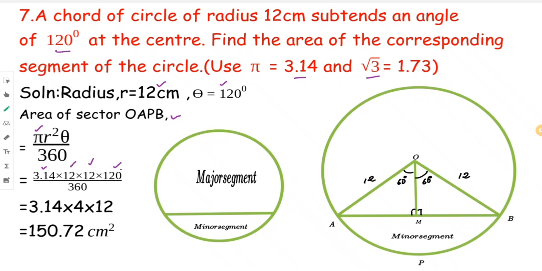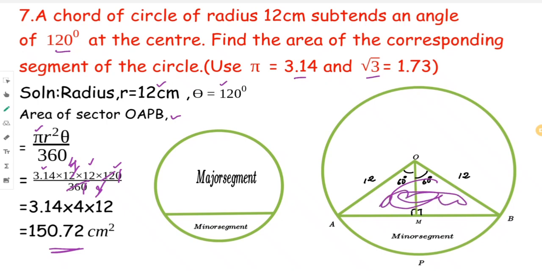So let's start dividing. 12 threes are 36, and 3 ones are 3, and then 3 fours are 12. Then I'll be left with 3.14 into 4 into 12, which when you multiply you'll get the area of the sector. That means this region is equal to 150.72.